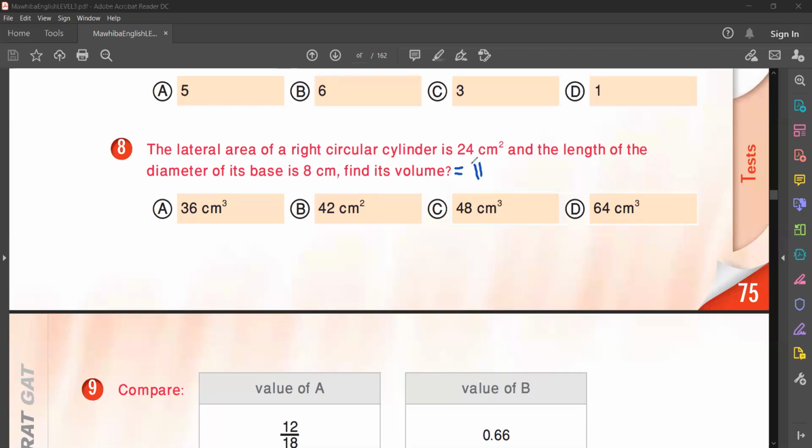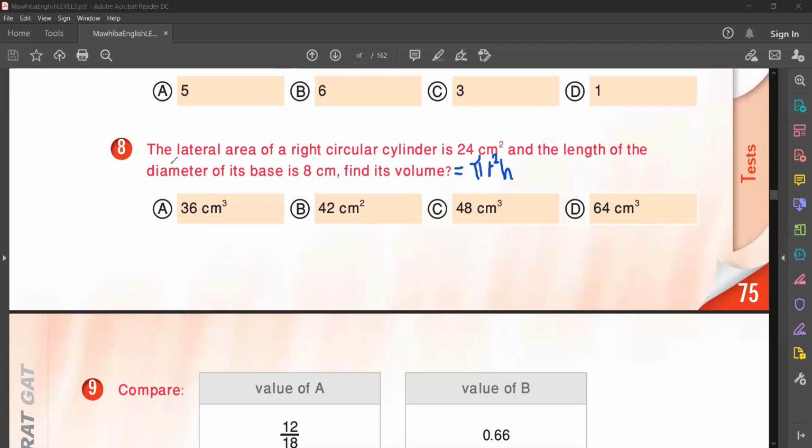It is pi r squared multiplied by h, right? This is the value of the volume of a cylinder. Now, r, do I have it or not? Do I have the radius?